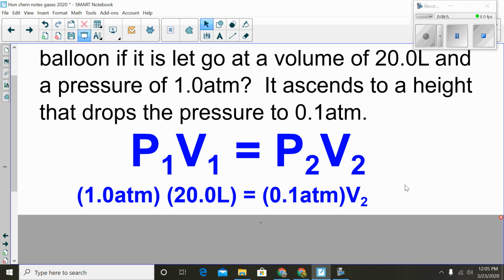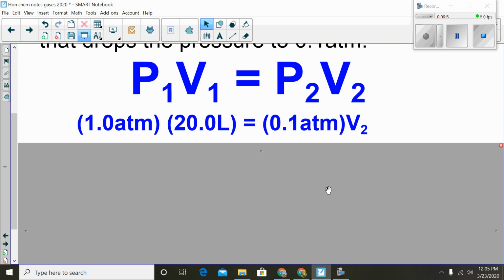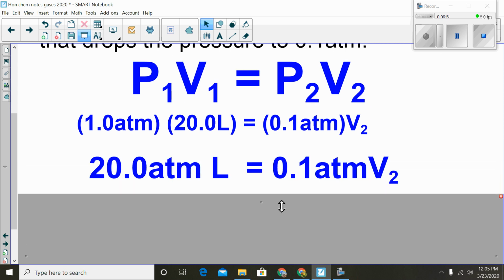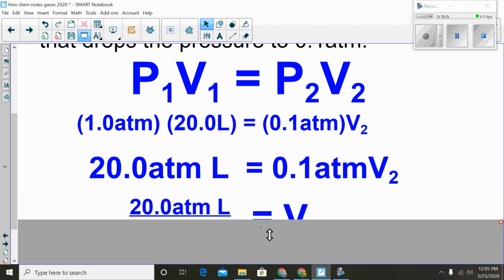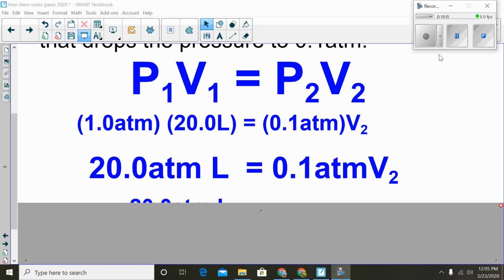So I know some of you at this point could just plug this in and solve for V2, but if you need a little help as to how to do so, let me show you the algebra. All right, so what I did is I took 20 liters and I times it by 1. So 20 times 1 is just 20. Now I left the ATM and the L here because you have to know how to solve with proper units. So they haven't canceled, nothing's canceled out, so they're still there on the left-hand side. Now it's equal to still 0.1 ATM and V2, nothing was canceled here.